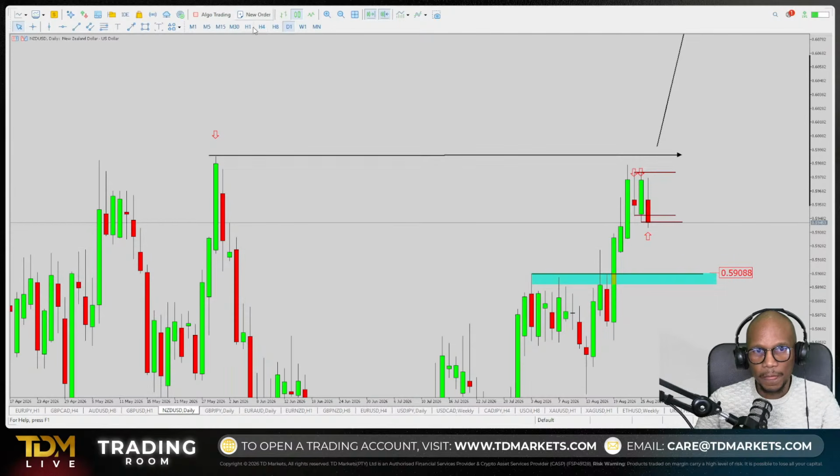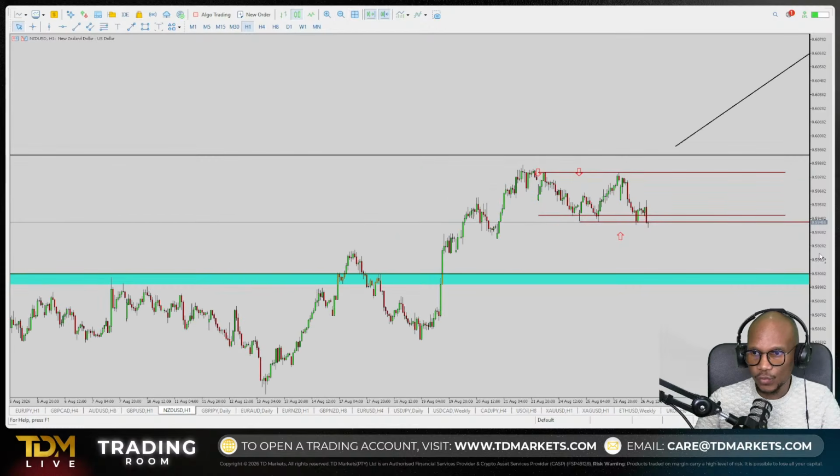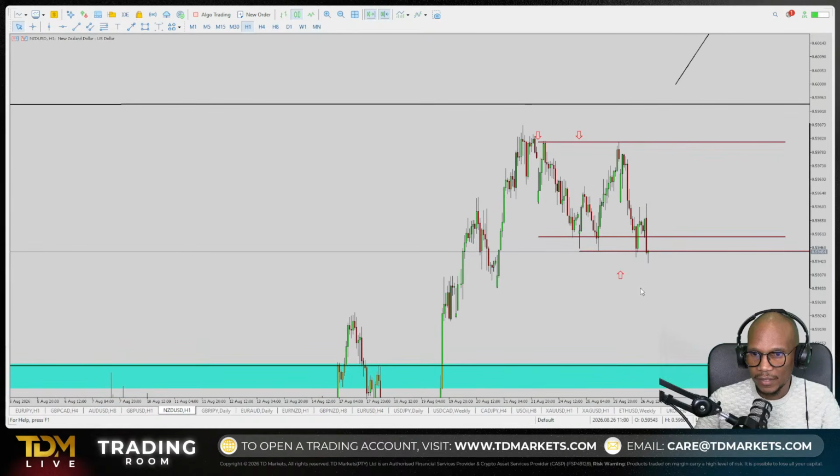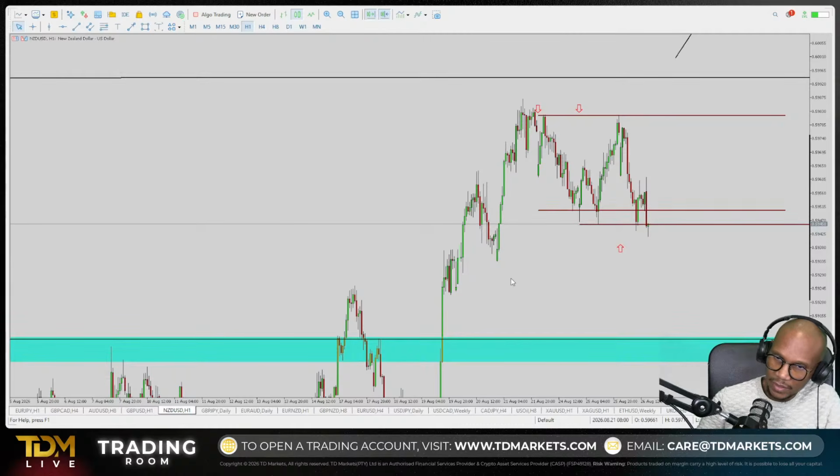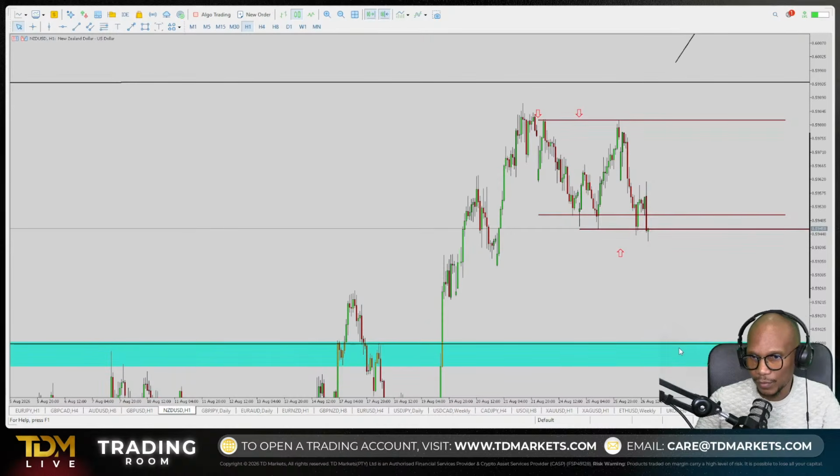So now I can see that we also have a few areas we can use as take profit before the market gets to that low. So this low here, I would use as one of the TPs as well. I don't know where you got the sell exactly, but I want to show you this.